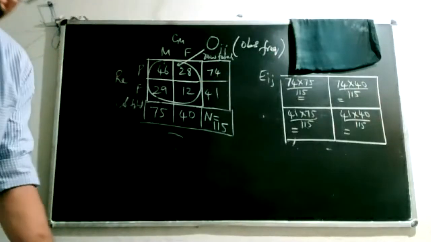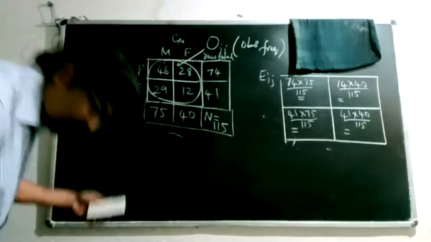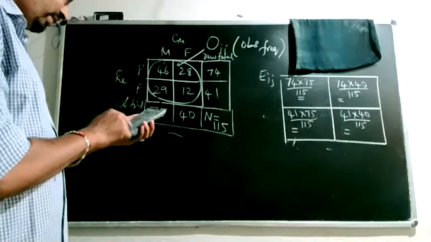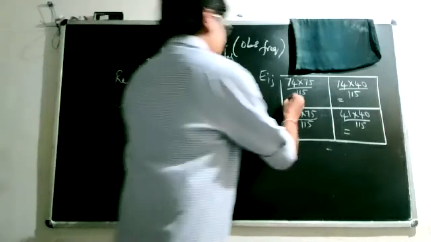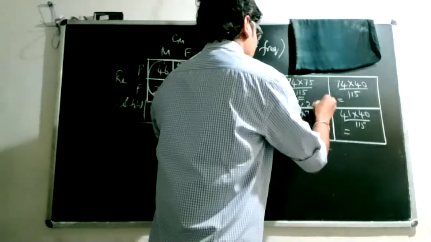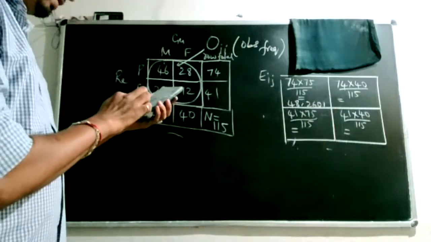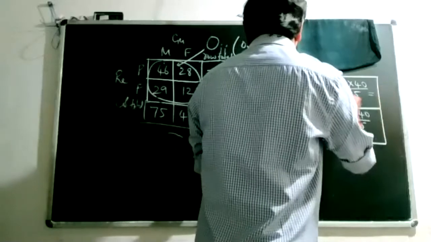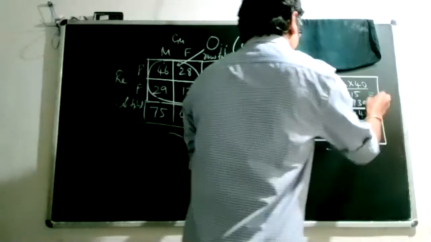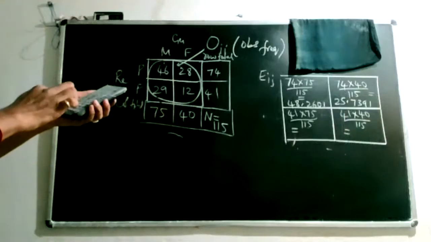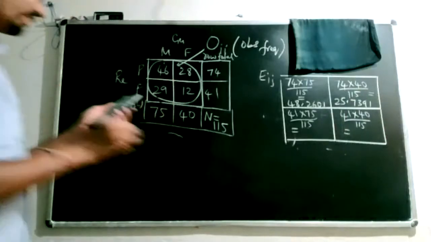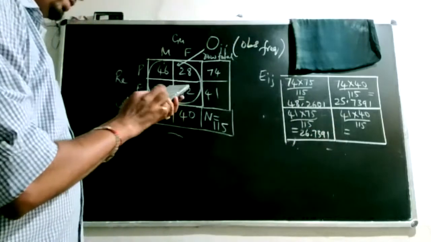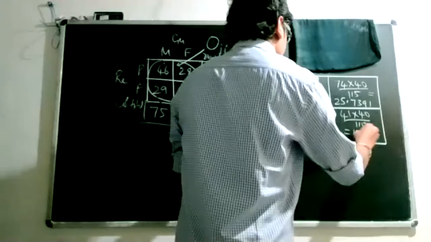So take your calculators and simplify these values. 74 into 75 by 150, 48.2601. Of course, you might end up getting the values as decimal numbers. You have to consider the decimal because they are theoretical values. Theoretical values could be any real number. 41 into 75 by 115, 26.7391. 41 into 40 divided by 115, 14.26.